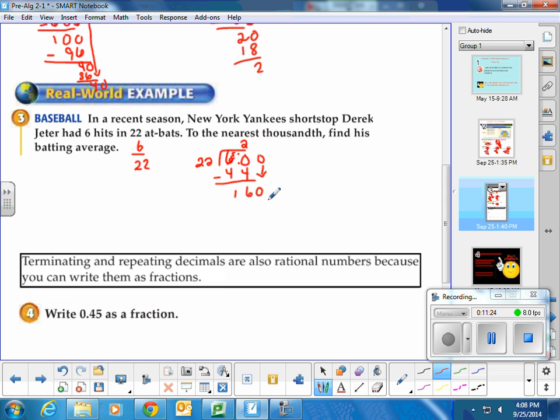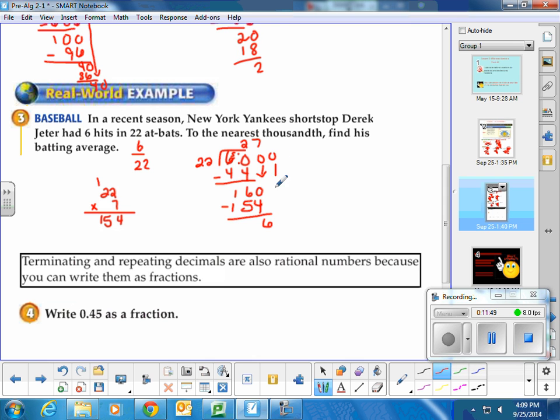22 goes into 160 7 times. If you're not sure if it's 7, you could always try it out. 22 times 7. 2 times 7 is 14. 2 times 7 is 14 plus the 1 extra is 154. And then when you subtract, you have 6 left over.